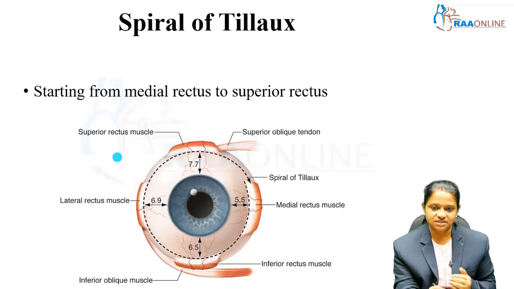Though we say it is 6 mm, these are the actual measurements of the insertions of the recti muscles. When you trace the origin of the recti muscles from the medial rectus to the superior rectus, it traces a spiral line. This is called the spiral of Tillaux. This is important during surgeries of the eyeball.